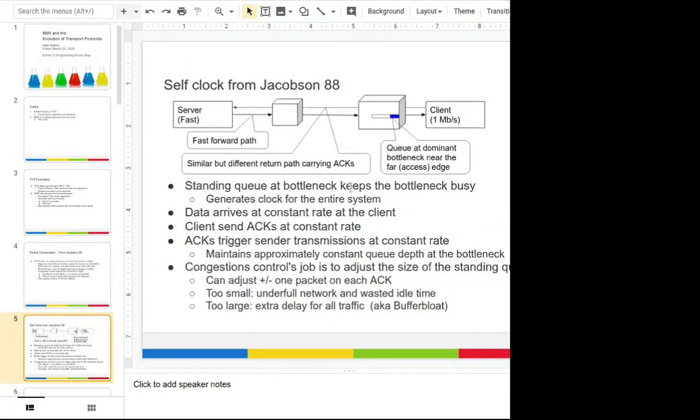Self-clocking was a natural way of making TCP scale invariant and completely adapt over what has been 40 years, well, since Van, I guess it was 30 years of evolution since self-clocking became a standard.